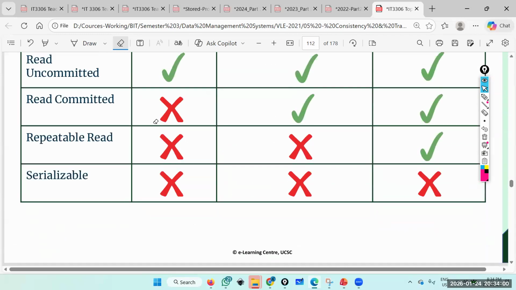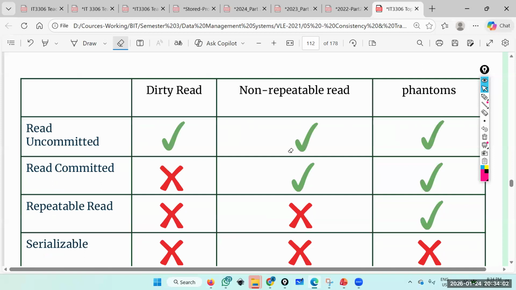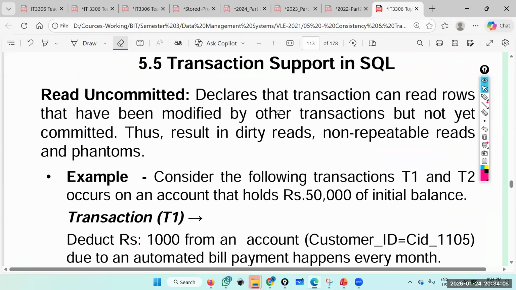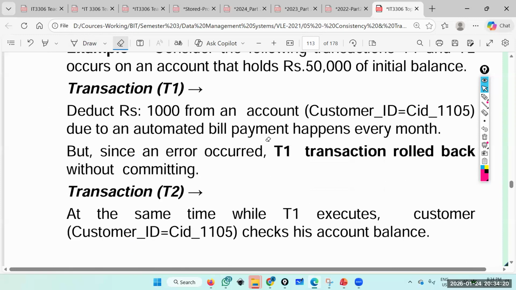Right, so read uncommitted means anything can happen. All these can happen, right? So let's read, it declares that a transaction can read rows that have been modified by other transactions. That is what your read uncommitted is. This results in dirty reads, non-repeatable reads, and phantom reads, yes. Okay.